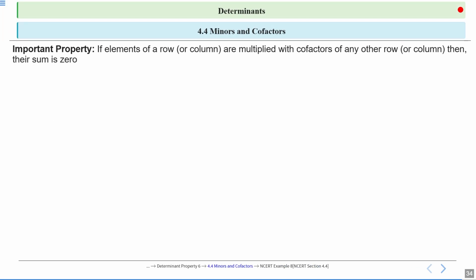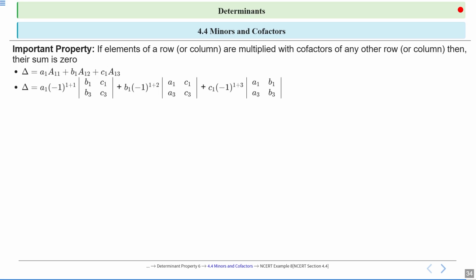Okay. So if the elements of a row are multiplied with the cofactors of any other row, then their sum is 0. This property says that if we multiply an element with the cofactor of any other row and column, then the sum is 0. So just verify it.